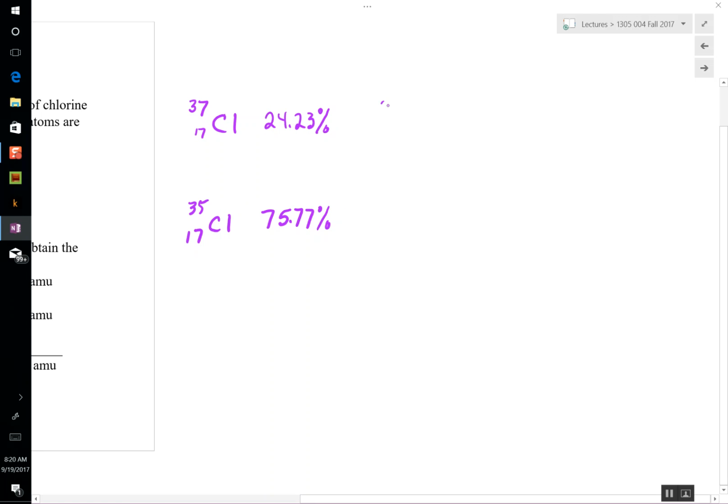First thing you want to do is convert this into a decimal. Percent means per 100. That's what percent means. 24.23 per 100. If I had 100 chlorine atoms, 24.23 of them would be chlorine 37. So that gets me to just moving the decimal point over 2 places. 75.77 per 100 is 0.7577.